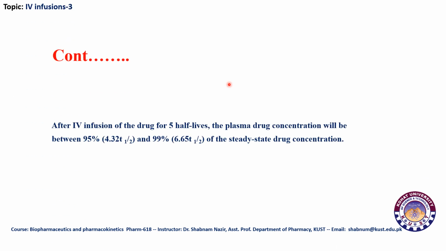So after intravenous infusion of the drug for five half-lives, the plasma drug concentration will be between 95%, which simply means 4.32, the same number we discussed in the previous slide, where the number of half-lives is multiplied with the elimination half-life, the concept which I explained already, and 99%, 6.65 multiplied with the elimination half-life, of the steady state concentration. So that is the same concept which I discussed in detail in the previous slide, and that is being elaborated further. So I hope this concept is now clear.